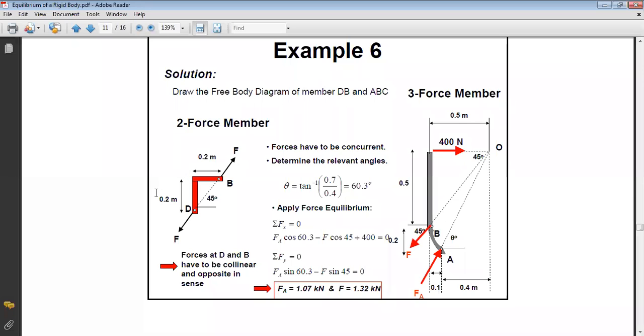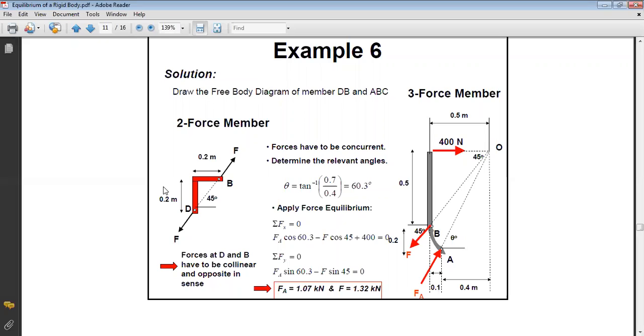If we take first member BD, we conclude that it's a two-force member. Then the force at B should act along line BD, and we assume that it is upward. And now by principle of action-reaction, when I take member ABC, the force will be equal and opposite, so it will be downward.